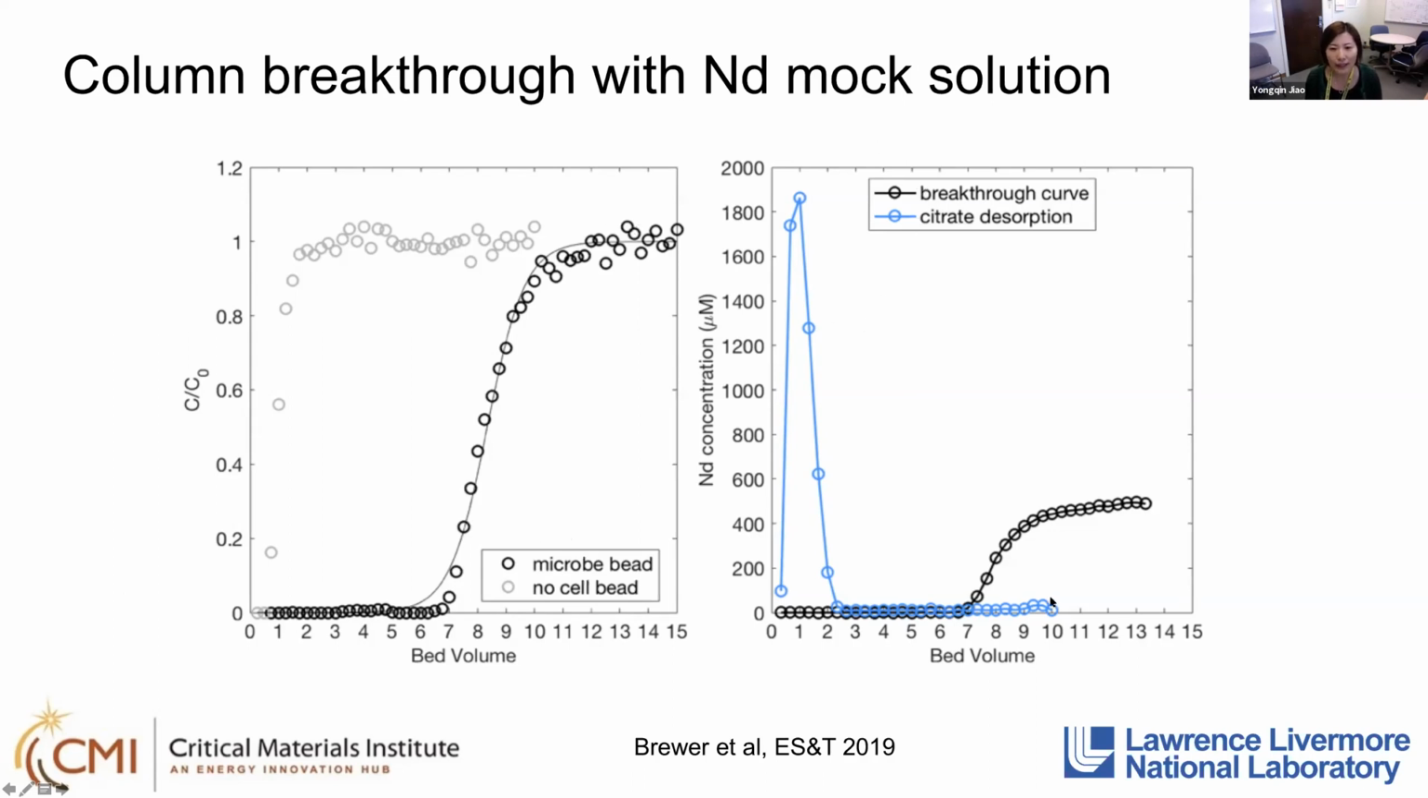And the graph on the right shows you that after the column capacity has been reached, we use a diluted citrate solution to elute the rare earth from the column to recover it. And you can see a sharp peak of neodymium came out rapidly. In comparison, the breakthrough curve on the left is replotted here in black, showing you that this desorption step not only recovers 100% of the rare earths, but we were also able to concentrate the rare earths by several fold.